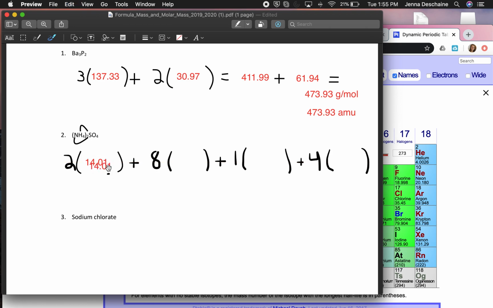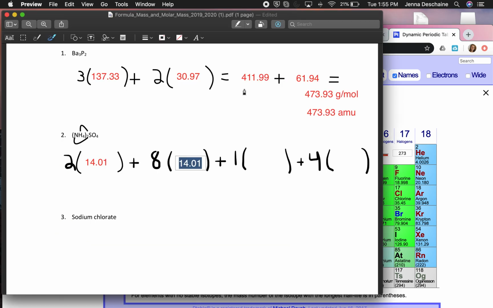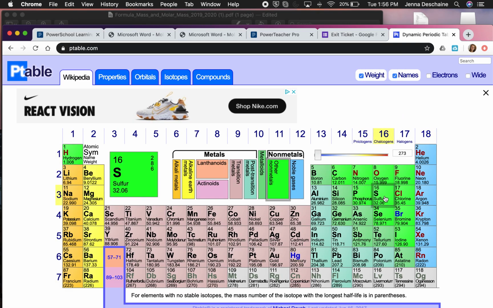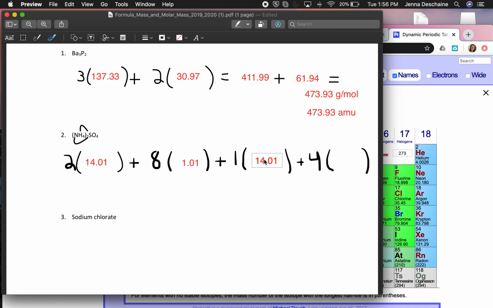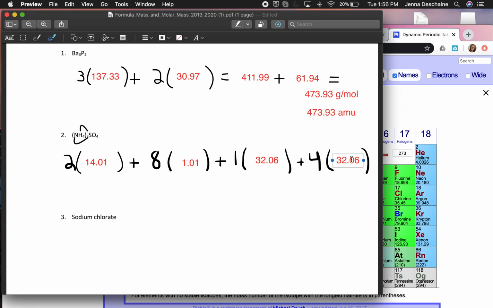All right, my mass for hydrogen is 1.008. I'm going to round that up to 1.01. All right, 1 sulfur atom, that has a mass of 32.06. And then 4 oxygen atoms, that is 15.99. I'm going to round up to 16.00. Okay? So all I need to do now is do some quick math.